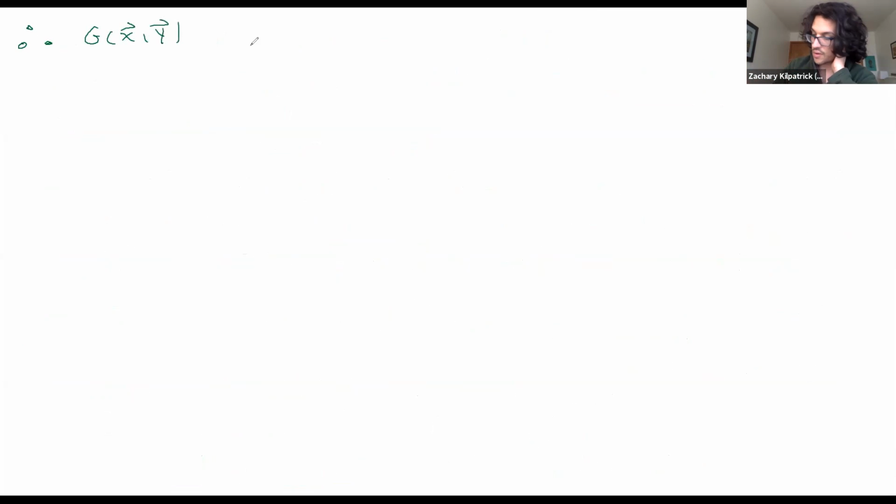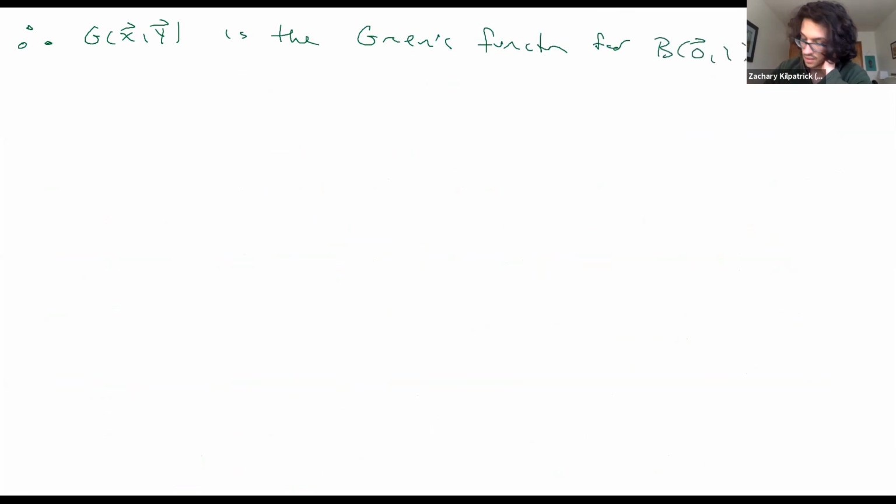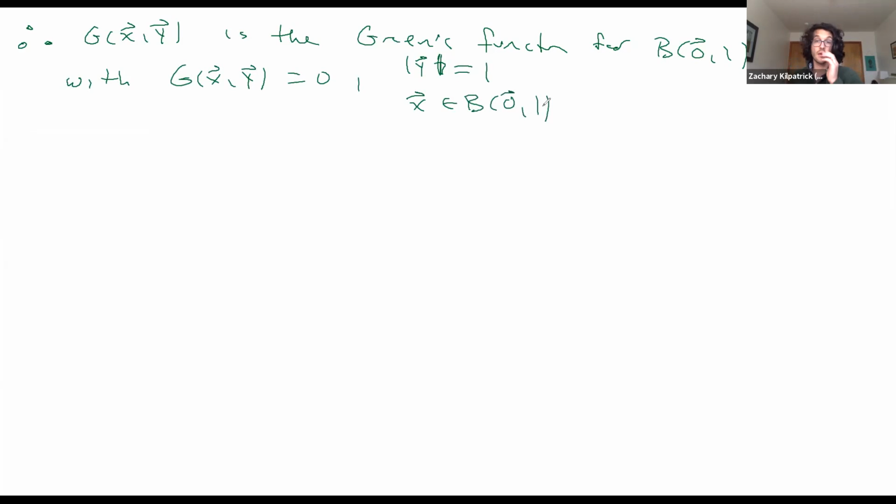G of x,y is the Green's function for the unit ball here, with G of x,y equal to 0 when y has magnitude 1 and x lives in the ball here. So those are our two primary domains that we'll talk about for method of images. Any questions about what we just did there?